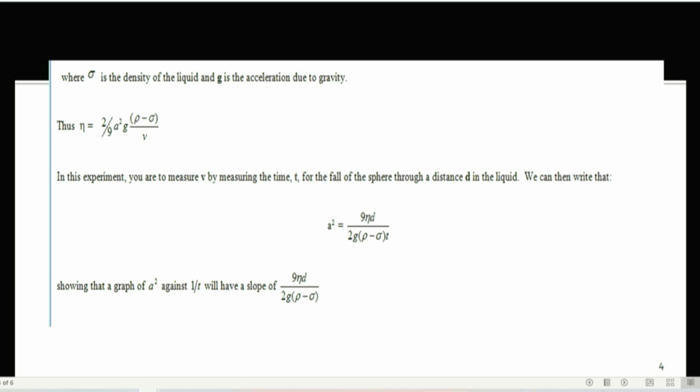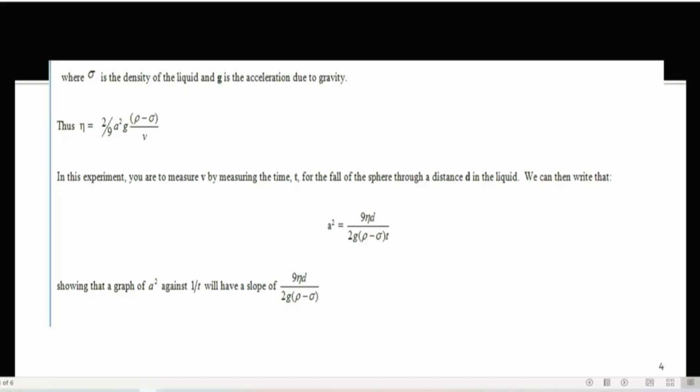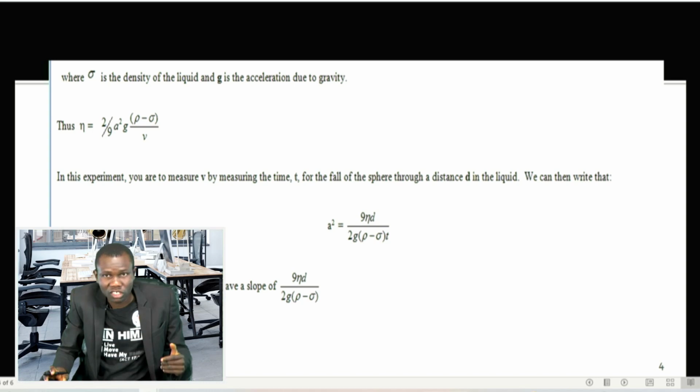Now, in this experiment, you are to measure V by timing the time t for the fall of the sphere, that is your ball bearing, through a distance d in the liquid. You have a liquid in a container, maybe a measuring cylinder or any container. You drop a ball bearing, a sphere that is spherical in nature. You drop it in the liquid and you time the fall from the top of the liquid to the bottom of the liquid. That is what I mean by timing the fall of the sphere of the material.